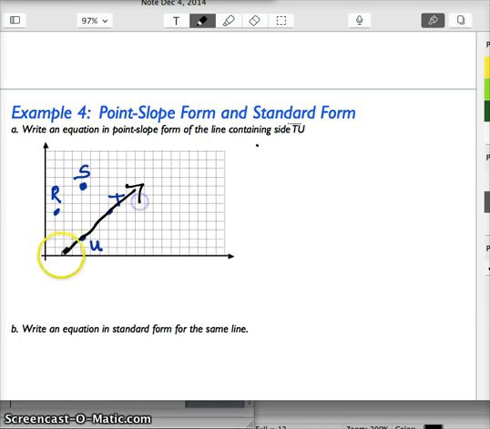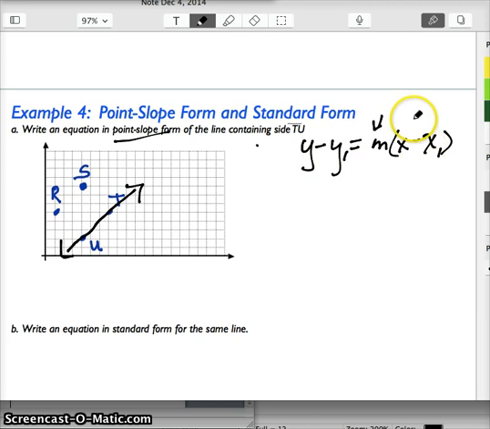So we're trying to find the equation of this particular line, and all we know about this line is that it contains the points T and U. This first part asks us to do it in point slope form. Let's remind ourselves, what is point slope form? It is the form y minus y sub 1 is equal to m times the quantity of x minus x sub 1, where we're looking for the slope and we just need 1 point and we're done. We just need the slope and a point. So that's good information. I need to figure out the slope, and I also need to figure out what these points are.